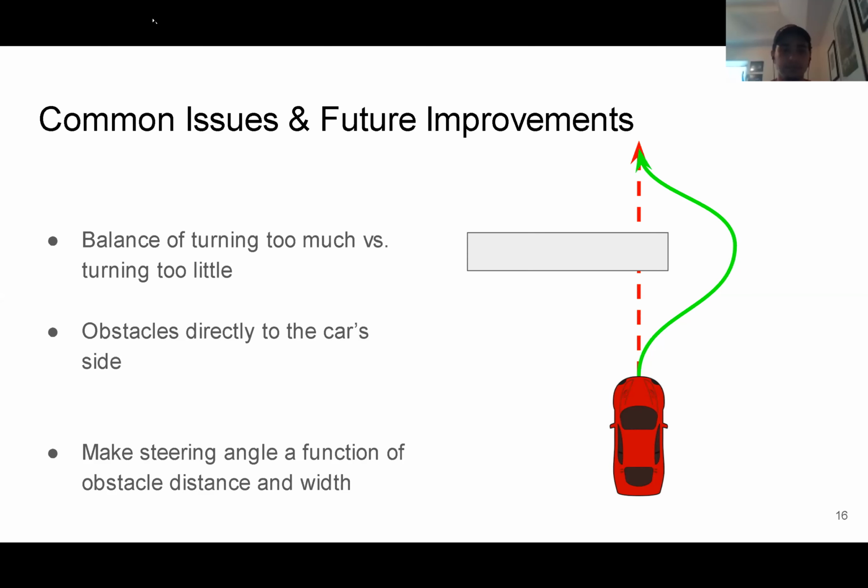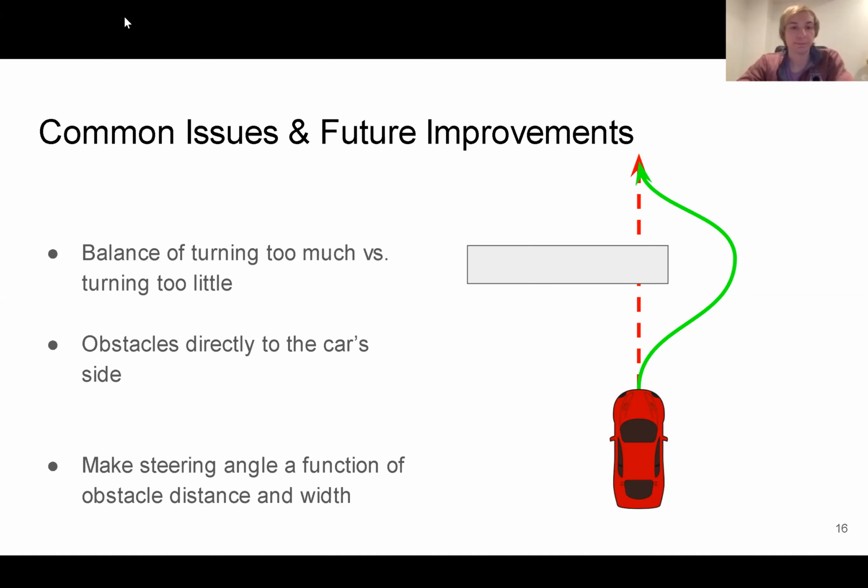Both of these issues could probably be improved with finer tuning of our controller, but additionally, we could make our steering angle a function of the distance to the obstacle and the obstacle's width to make sure we're turning exactly as much as we need to, no more and no less. With that, I'll turn it over to Jack to finish up our briefing.